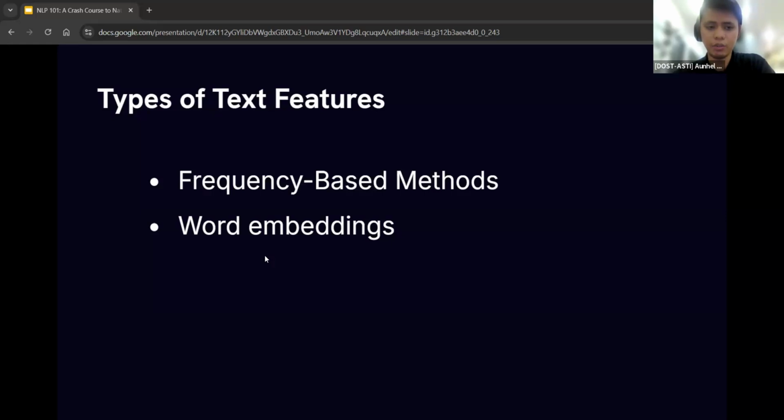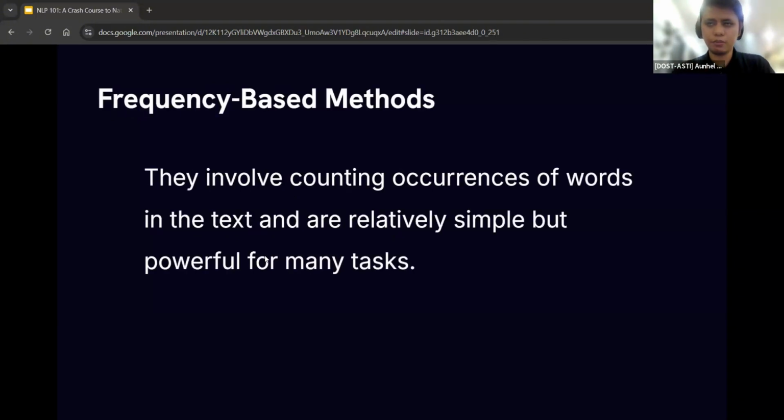As previously discussed, we'll be diving into two types of features: features extracted using frequency-based methods, and the other type is what we call word embeddings. From the name itself, frequency-based methods involve counting occurrences of words in the text and are relatively simple but powerful for many tasks. Basically, we extract all the words and then we just count how many times each occurred in our training text or in our corpus. That's why we call it frequency-based methods.